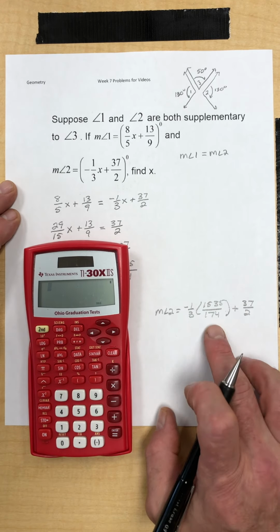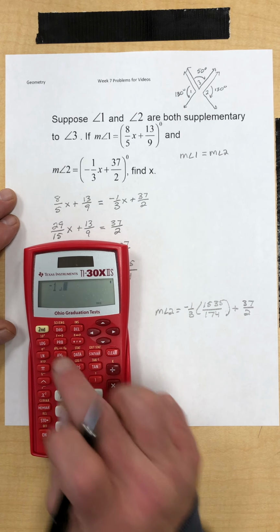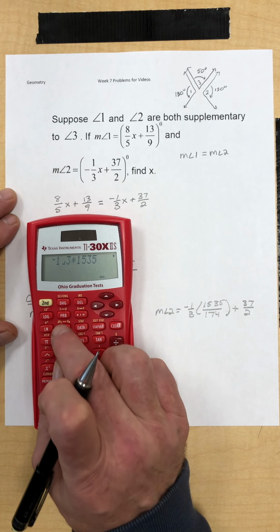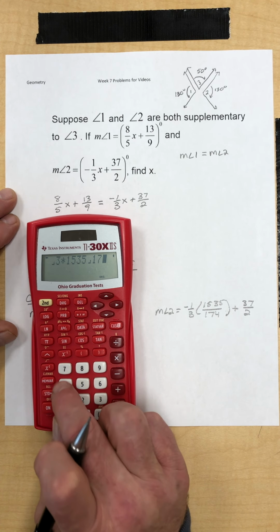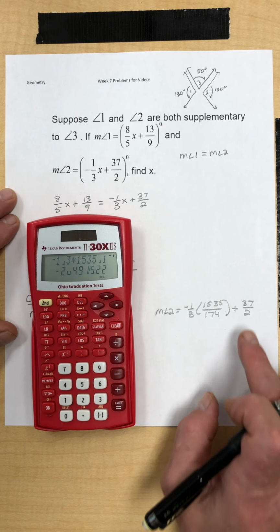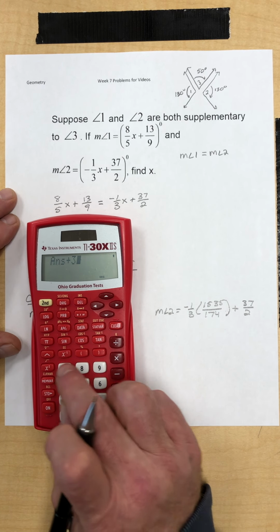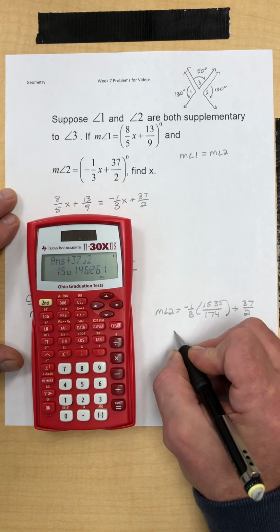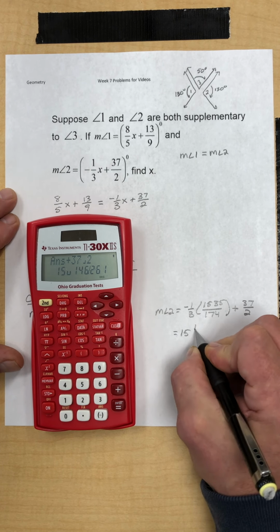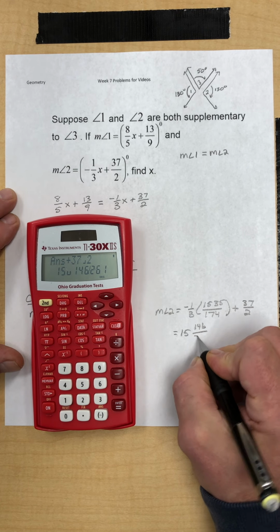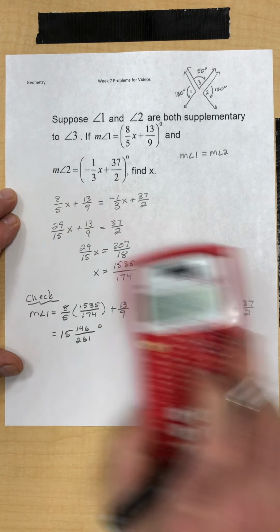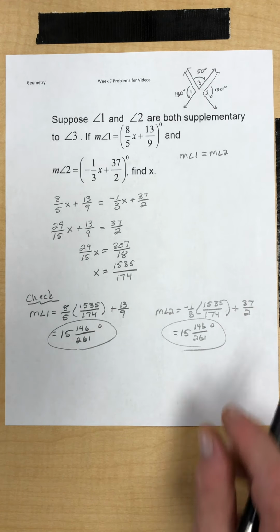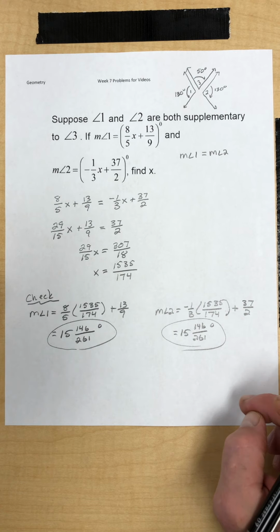So let's do this guy. Let's go negative 1/3 times 1535/174, hit enter, and then add 37 halves. And I am getting 15 and 146/261. And you look here, we're in good shape. So angle 1 and angle 2 are congruent.